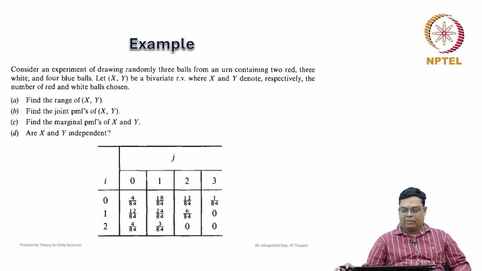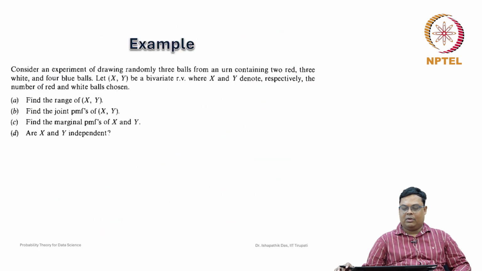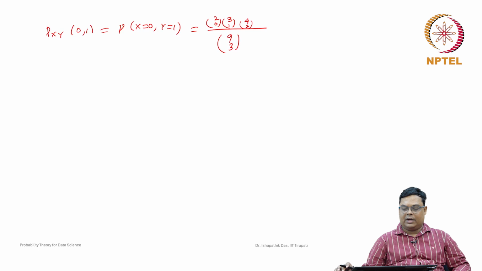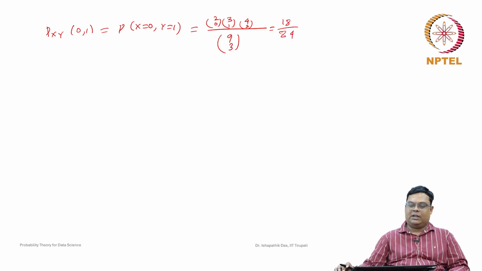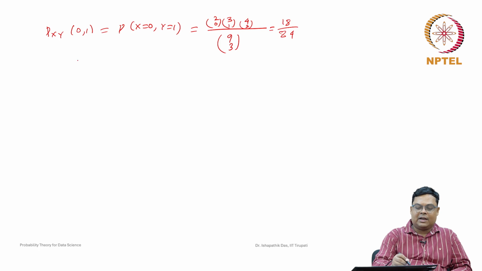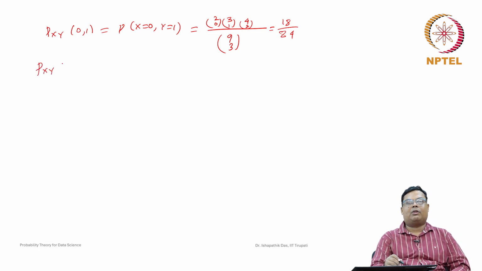So, this is what we found: 18 by 84. You can check whether it is correct, because 3C1 is 3 and 4C2 is 6, and 3 into 6 is 18, so this is actually 18 by 84. Similarly, in general we can write P of x y. Now we can understand how to write this generally by computing it.